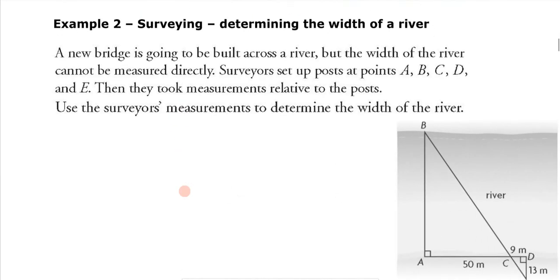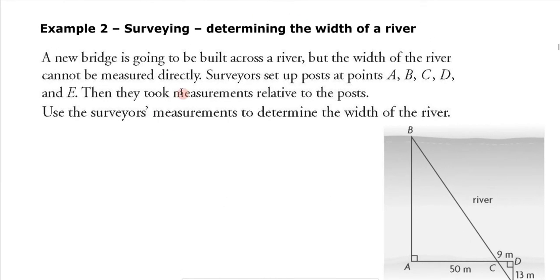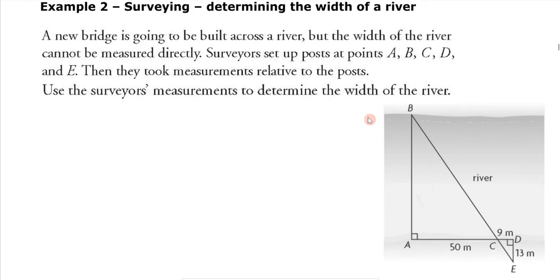Okay, let's look at example 2. A new bridge is going to be built across the river, but the width of the river cannot be measured directly. Surveyors set up posts at points A, B, C, D, and E. Then they took measurements relative to the posts. Use the surveyor's measurements to determine the width of the river.